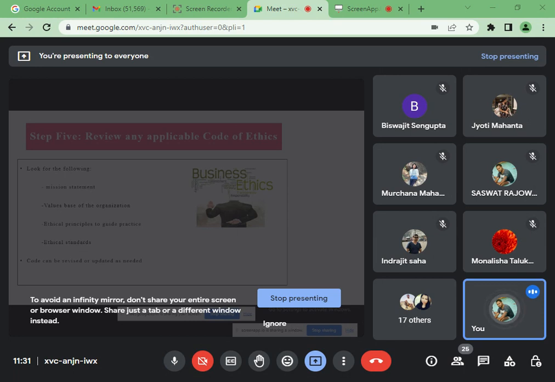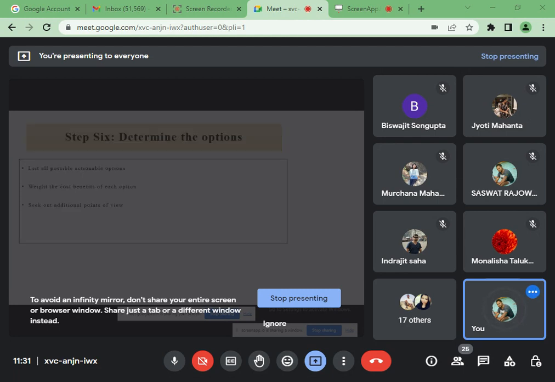Step number 5, review any applicable code of ethics. Firstly, we have to see the mission statement, values base of the organization, ethical principles to guide practice, and ethical standards. Codes can be revised. We have to use the codes which are updated as needed. And step number 6, determine the options. List all possible action options. Weigh the cost benefits of these options. Seek out additional points of view.